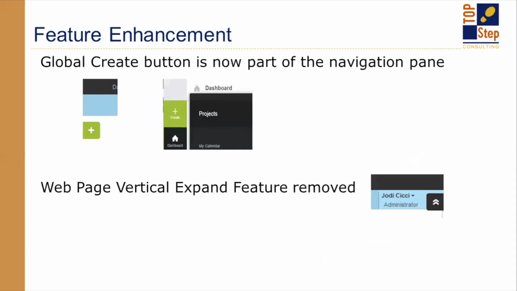Now, the global create button also has been left on the left-hand side, but it's actually just built into the navigation now. So it's actually the top thing, and it has the word create. So it's a little more obvious that that's a create action going on. And for those of you, unfortunately, who have taken advantage of this vertical expand feature, that has gone away so far. So we'll see if they introduce anything else like that in the future.